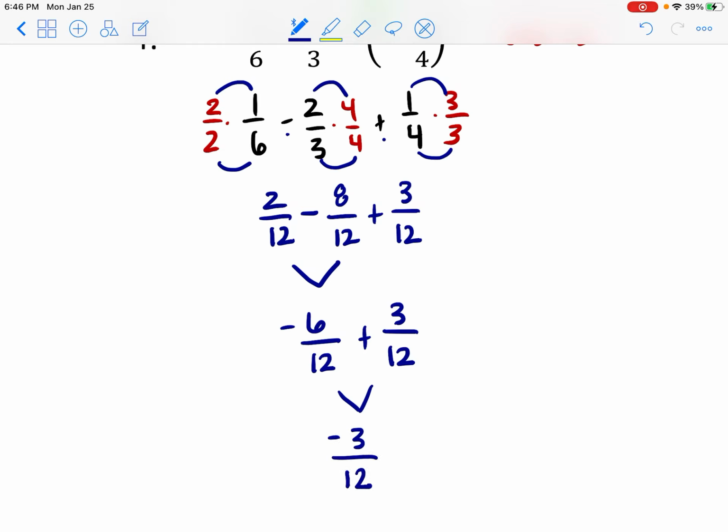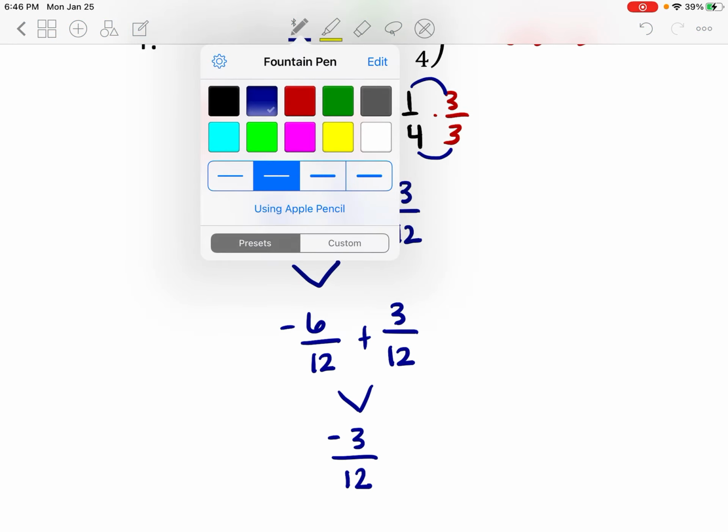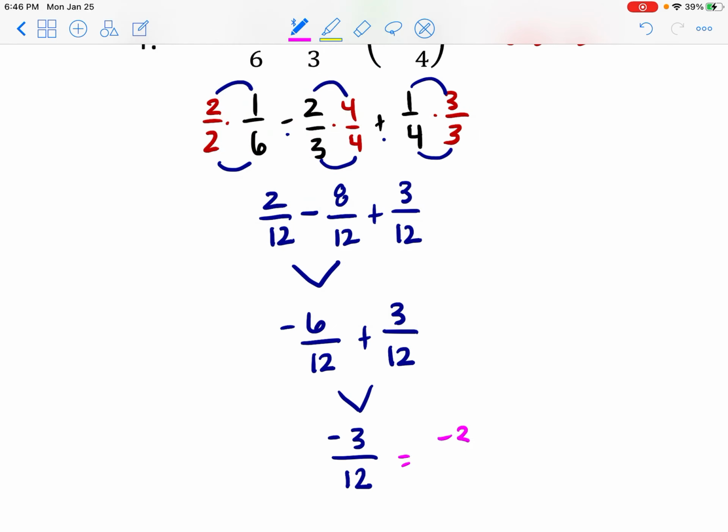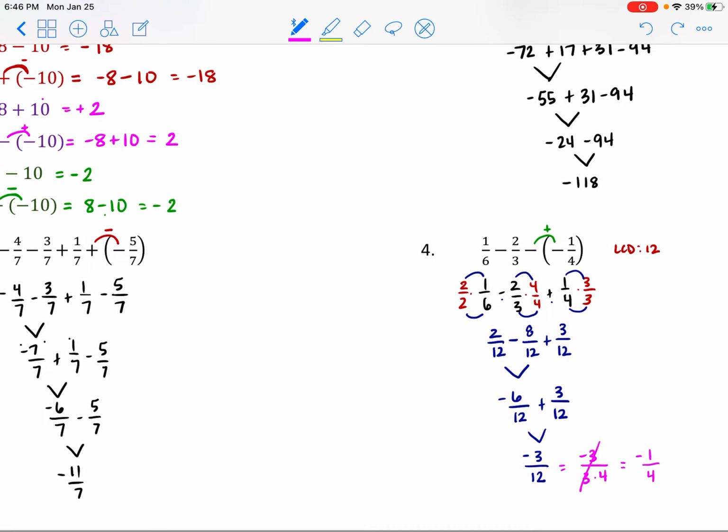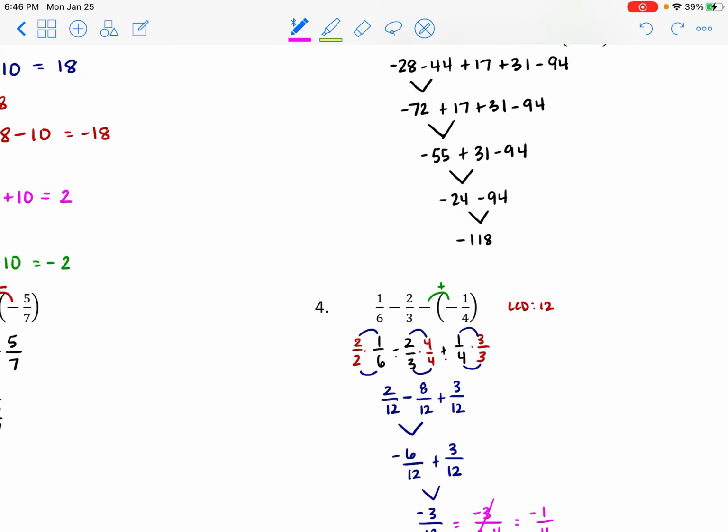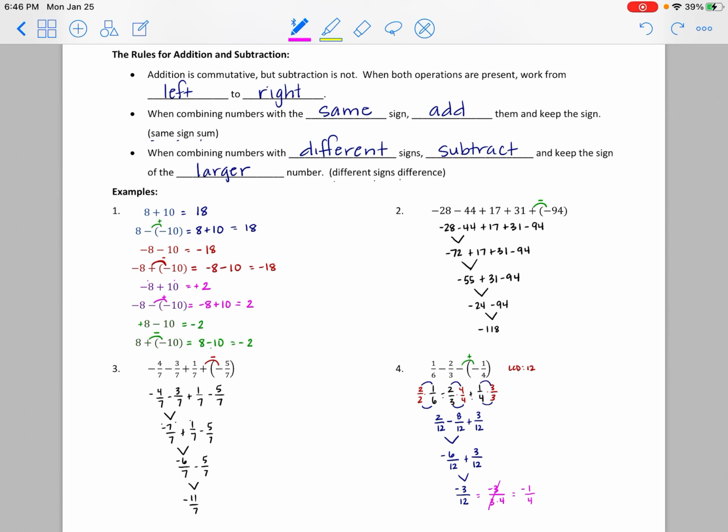So negative 3/12. And the negative 3/12 actually reduces, because 12 on the bottom is the same thing as 3 times 4. We can reduce out the 3's. And so negative 1/4 is going to be our final reduced fraction on that one. And I'm not sure why I boxed that in and not the rest, so let me unbox that. Okay, so there it is, addition and subtraction.